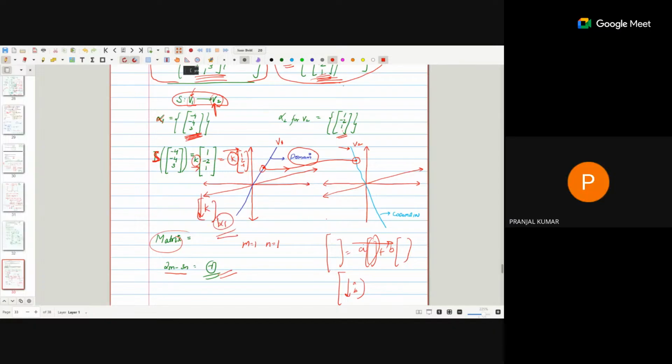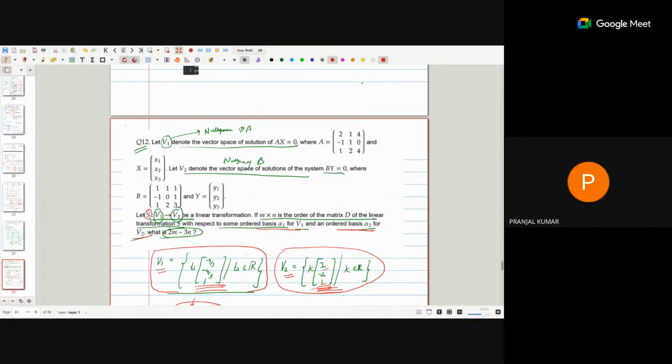Is this clear to all of you? Yes, sir. There's only one coefficient. Yeah, exactly. So m is 1, n is 1. They have asked you to find the value of 2m minus 3n. So 2m minus 3n is -1. Is this clear? Yes, sir. So the answer here is -1.